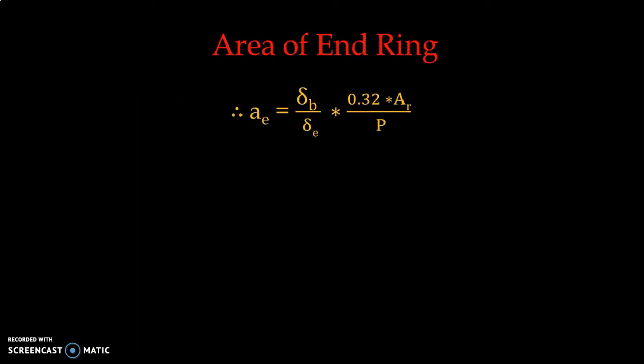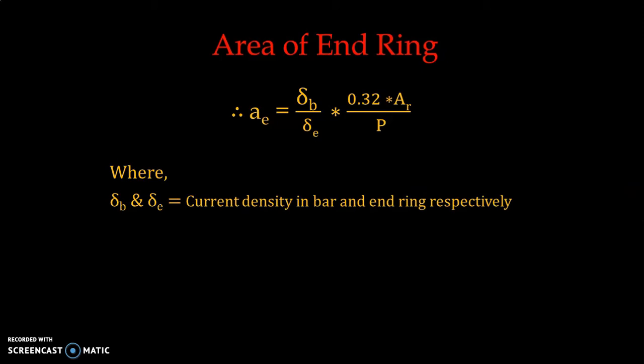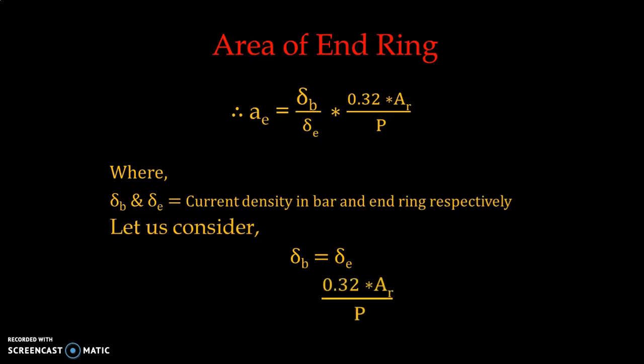If we simplify the equation, 1 upon pi, that is 0.32, AR, that is the copper cross-sectional area of the rotor, that is SR multiplied by AB, so it is AR, and divided by P, times the ratio of current density delta B to delta E, where delta B and delta E are the current densities in bar and end ring respectively. Let us consider that the current density in a rotor bar as well as in the end ring is normally considered equal, so delta B is equal to delta E. If we consider this, then the equation for area of end ring becomes 0.32 multiplied by AR, the copper cross-sectional area of the rotor, divided by P.